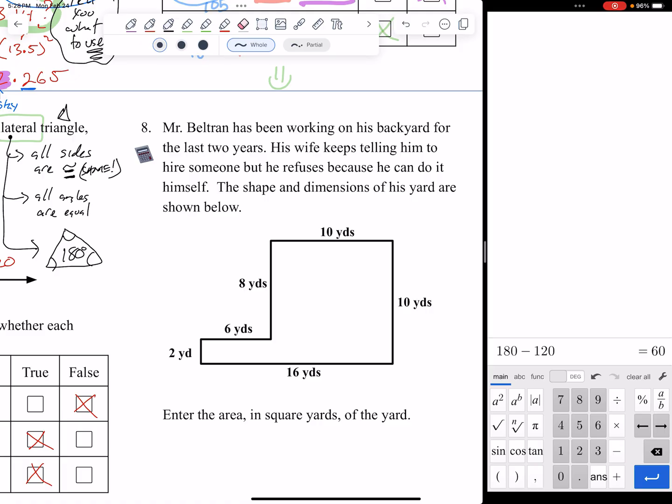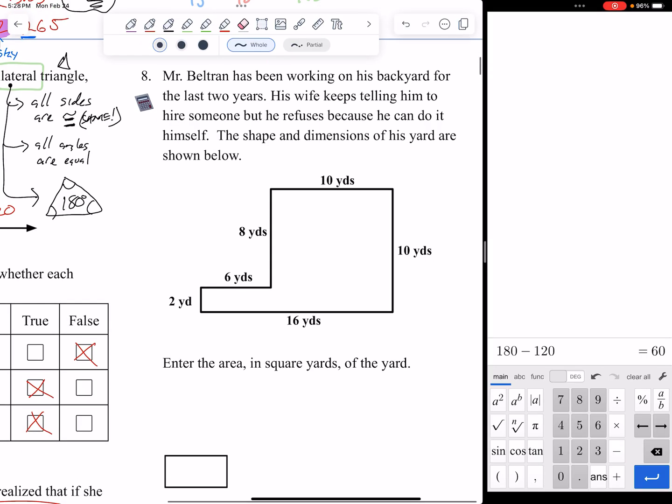The shape and dimensions of a yard are as shown below. All right, so that's how my yard looks apparently. It's close enough. So enter the area in square yards. So I don't have to convert everything. Everything's in yards of the yard. Okay, it's not a big deal. It's almost the same as the first problem.